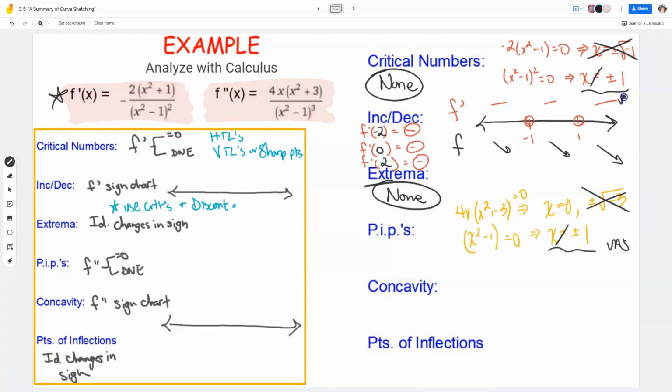So sure, I'm going to put them in my sign chart, but not because they're pips. They're not even points, because they're domain restrictions. Throwing in my sign chart. Throwing in my important points, which my pip I have as 0, and then my domain restrictions. Those are discontinuities. 0's fine.